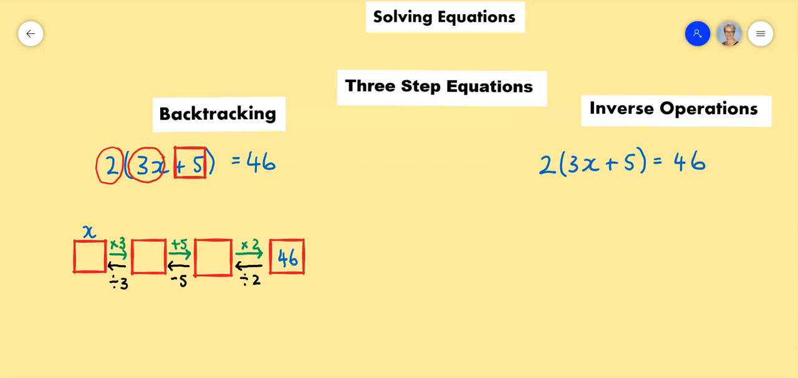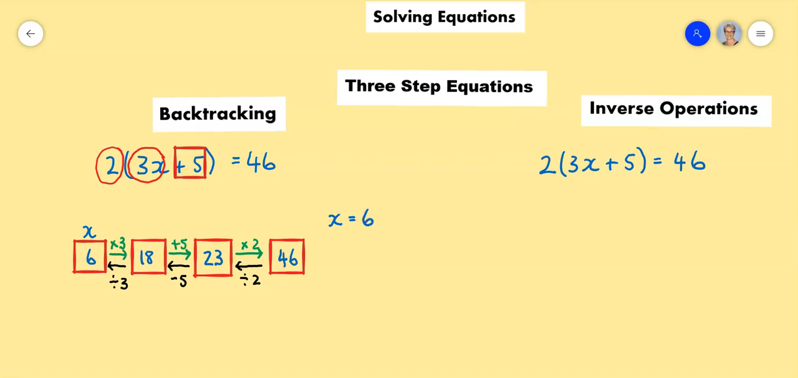46 divided by 2 gives me 23. 23 minus 5 gives me 18. 18 divided by 3 gives me 6. So x is equal to 6.